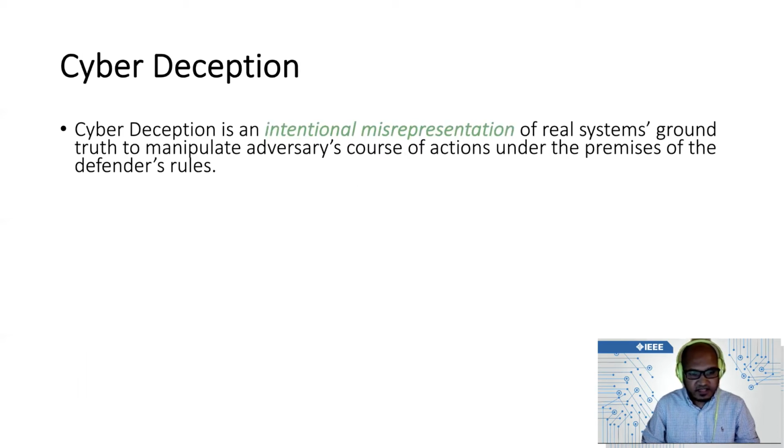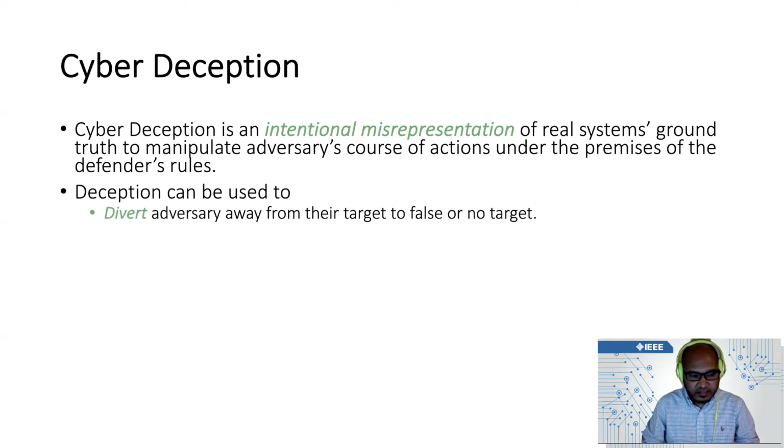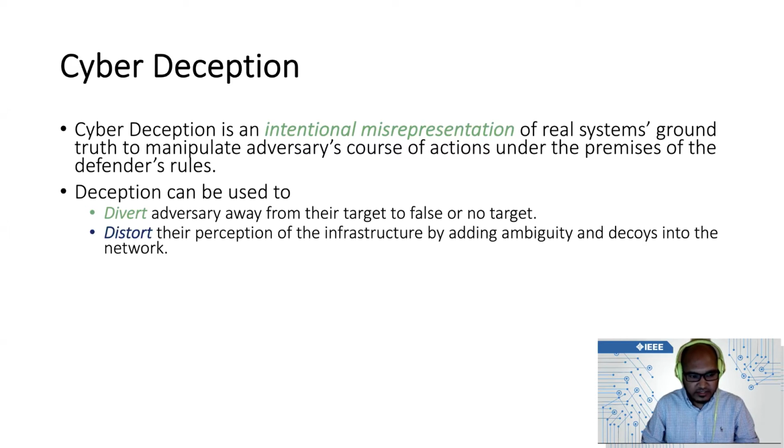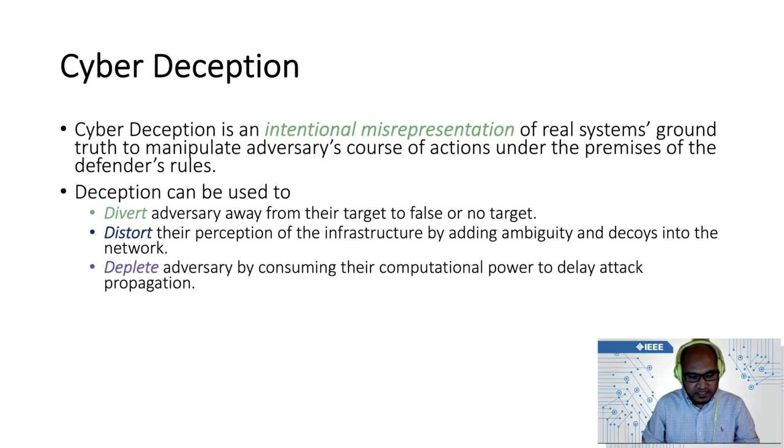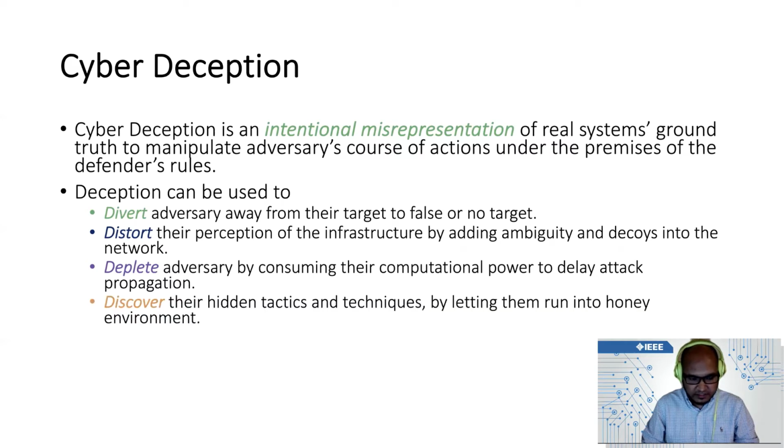Cyber deception is an intentional misrepresentation of the real system's ground truth to manipulate adversaries' course of action under the premises of the defender's rules. Deception can be used to divert adversaries away from their target to a false or no target. It can be used to distort adversaries' perception of the infrastructure by adding ambiguity and decoys into the network. Deception can deplete adversaries by consuming their computational power to delay attack propagation. It can discover adversaries' hidden tactics and techniques by letting them run into a honey environment.